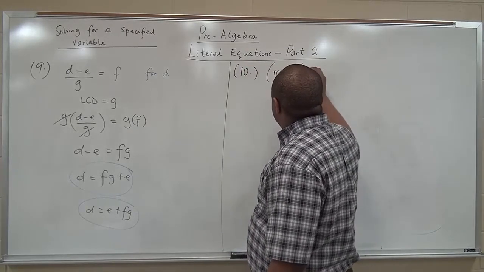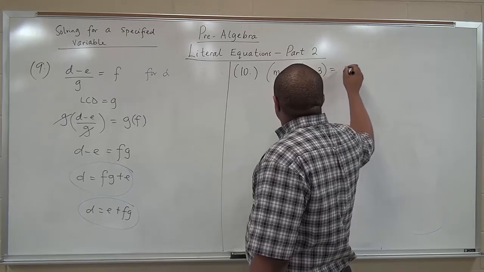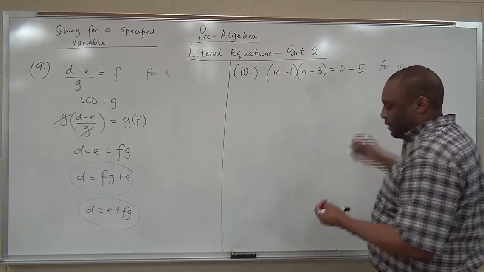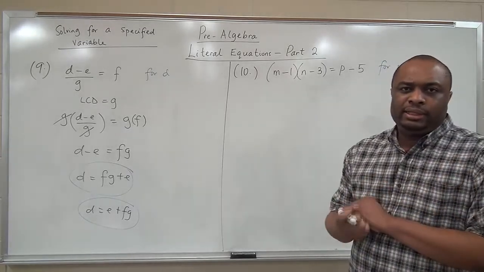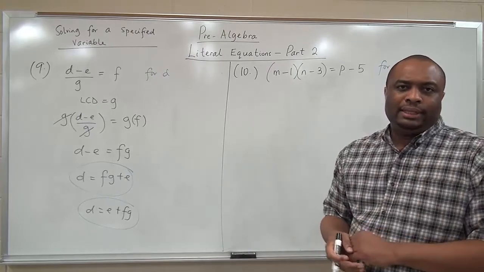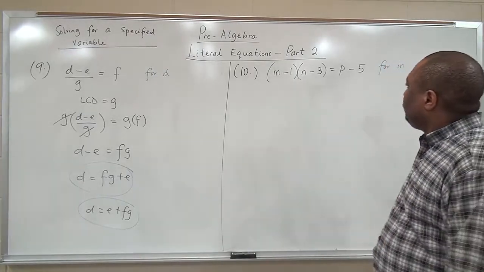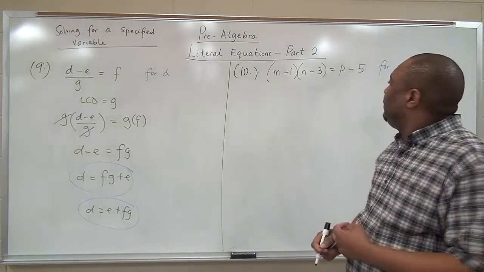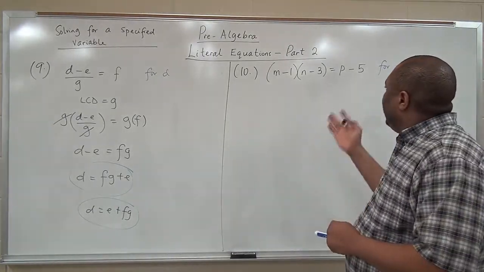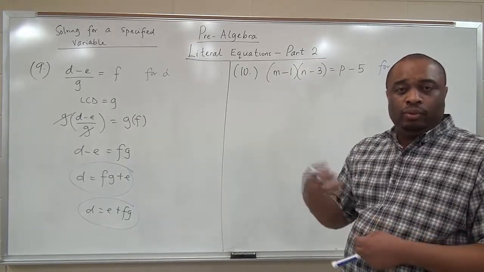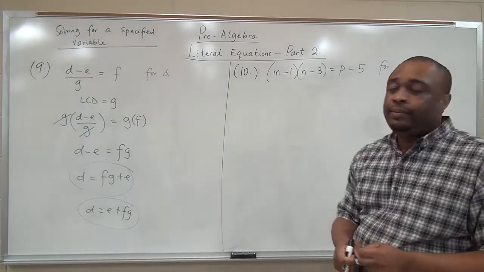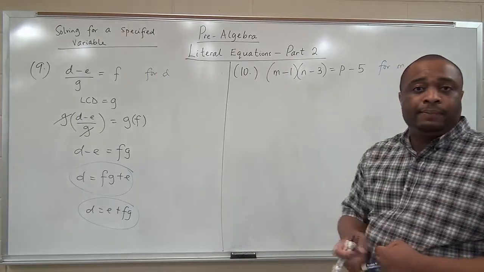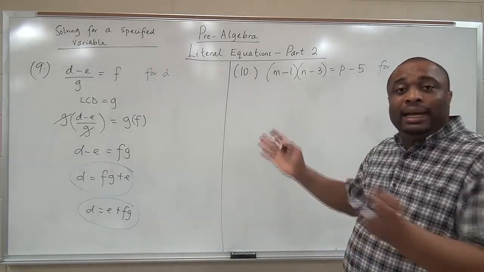Question 10. M minus 1 times N minus 3 equal to P minus 5. I want to solve for M. I'm doing a lot of varieties so that you can understand everything. There are two ways we can do this. We can divide both sides by N minus 3, and then we add 1, and that's if you like working with fractions. Or we can use the FOIL method to multiply the binomials and get the like terms.